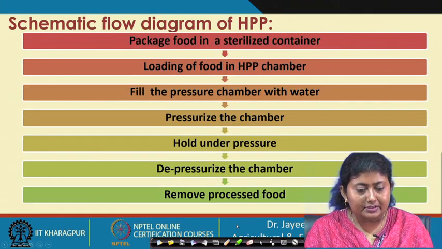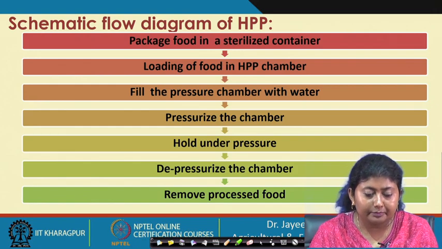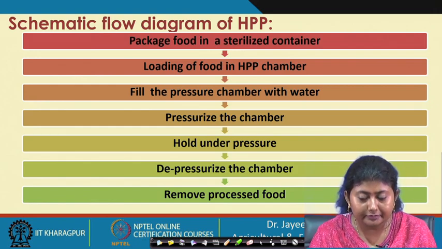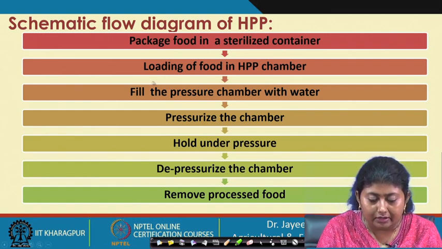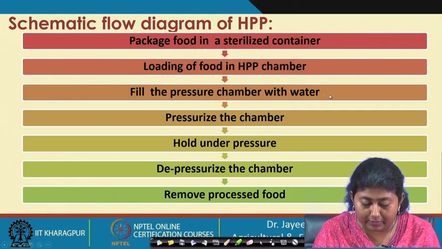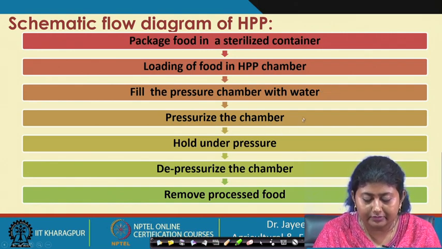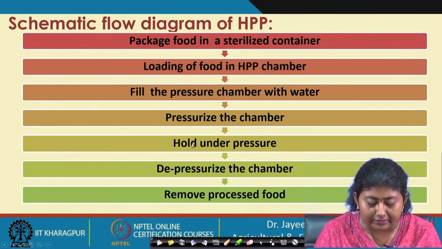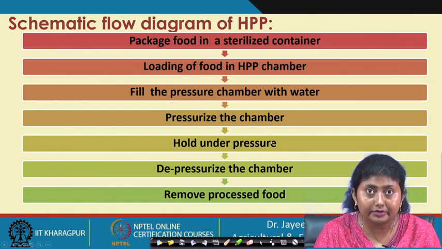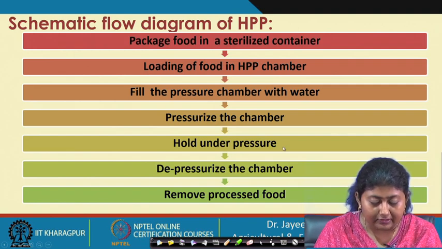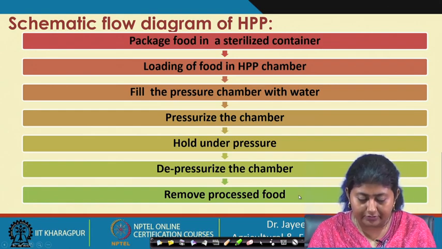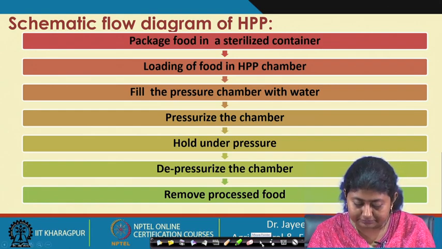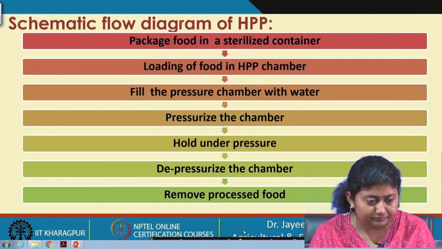To summarize the process, first the packaged food in a sterilized container is given, then that is loaded to the HPP chamber, then fill the pressure chamber with water, pressurize the chamber, which is done by the intensifier, then hold under that pressure for a required period of time, then depressurize the chamber and remove the processed food. So, this is the whole chain that we perform in the HPP system.